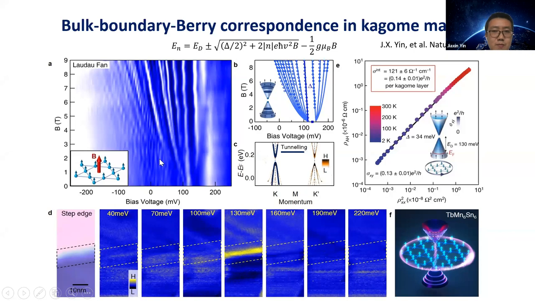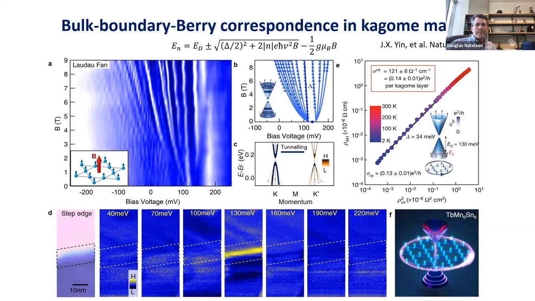Sorry, I have a super quick experimental question. Is there an obvious reason why the features all seem to get quite broad as you get to larger positive biases? Yeah, there's an apparent reason: the lifetime decays at higher energy. I see. The simple electron-electron interaction will give a self-energy correction for the lifetime proportional to E squared. Okay, all right, thank you.